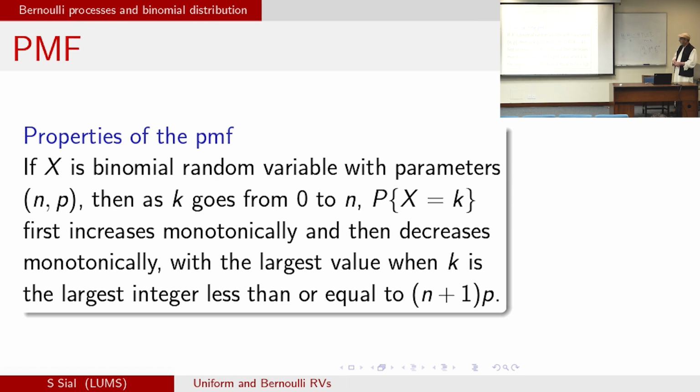And if you were to graph this, you would see that it rises and then it decreases, and the largest value is when k is the largest integer less than or equal to (n plus 1) times p.